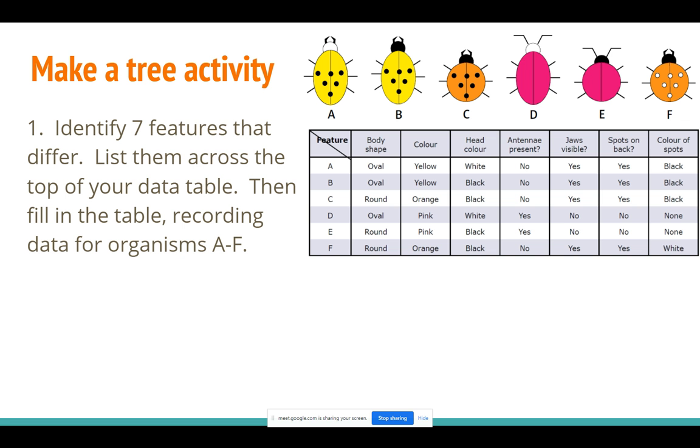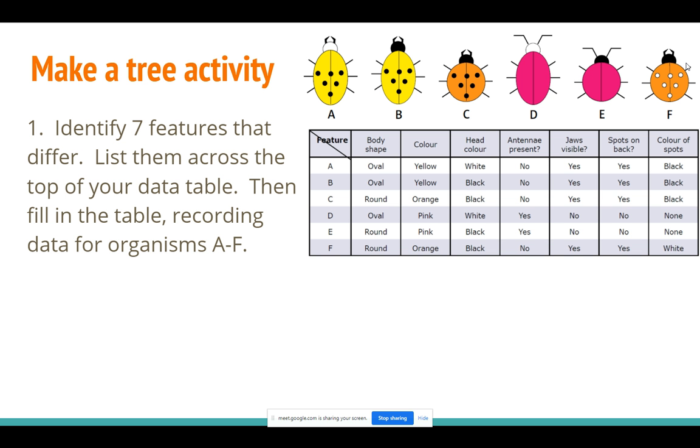This one's mostly done, but I'm just going to show you how we use this to build a tree. Here we've identified 7 different ways that they're different: shape, color, head color, antenna, jaws, spots on the back, and the color of the spots. And then for each one, we just describe that characteristic. Are they oval or round shaped? Are they yellow or orange or pink? Do they have a white or black head, etc.? So that's just organizing your observations, okay?